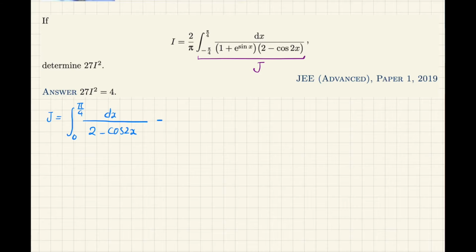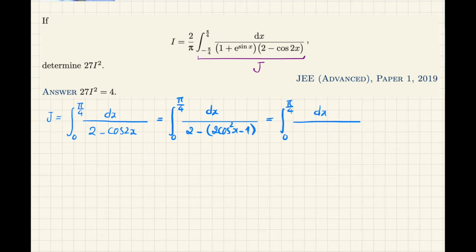So what I do, I just use the formula for the double angle for cosine. So this becomes dx, and then instead of cosine 2x, I would write 2 cosine squared x minus 1. And then this can be written as the integral from 0 to pi over 4 of dx divided by 3 minus 2 cosine squared x.